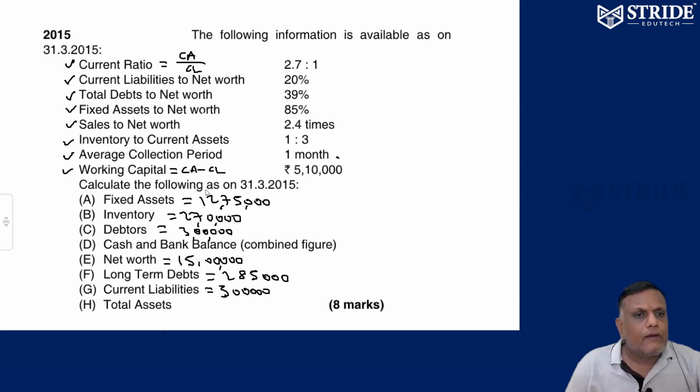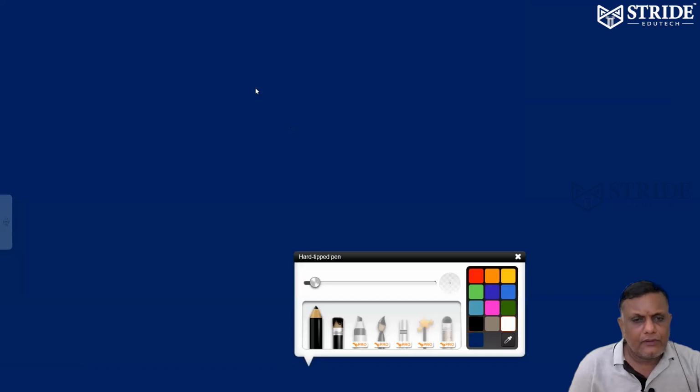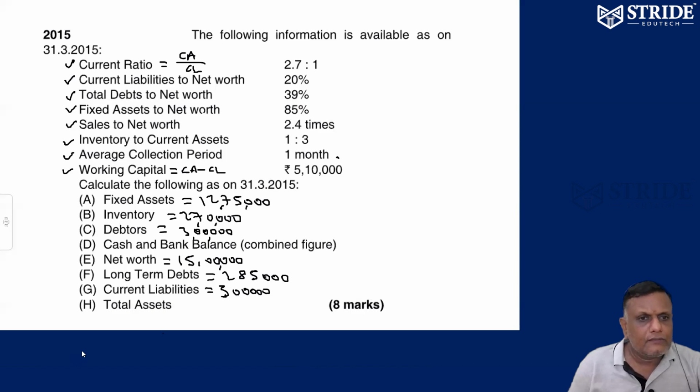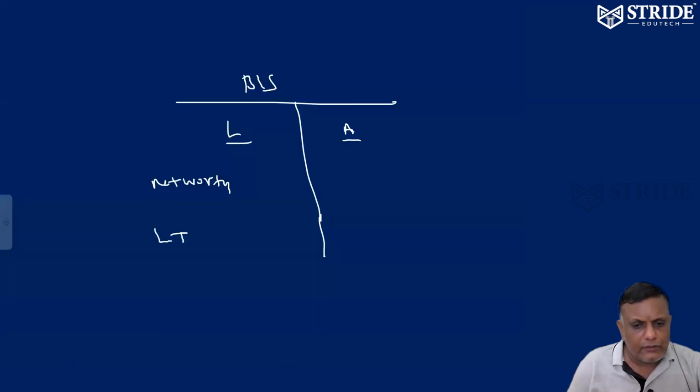Okay. Whether we used everything? Yes, everything we used, right? So can you draw a rough balance sheet for sake of understanding, so that the missing figure can be identified. So liabilities: net worth, shareholder funds, then long-term debt is also there.